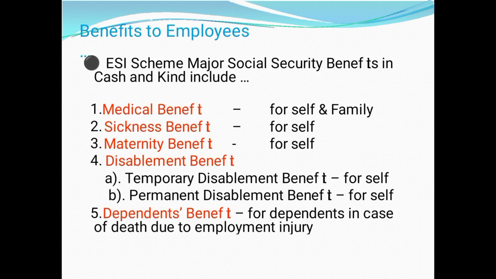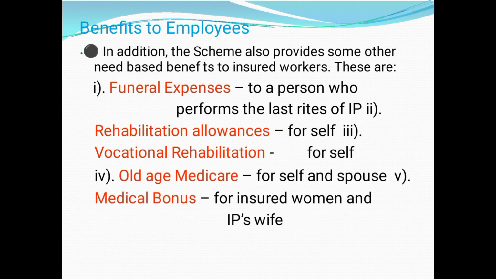Benefits to employees. The ESI scheme's major social security benefits in cash and kind include medical benefit for self and family, sickness benefit for self, maternity benefit for self, disablement benefit, temporary disablement benefit for self, and permanent disablement benefit also for self. Dependent benefit: the dependent benefit is in case of death due to employment injury.